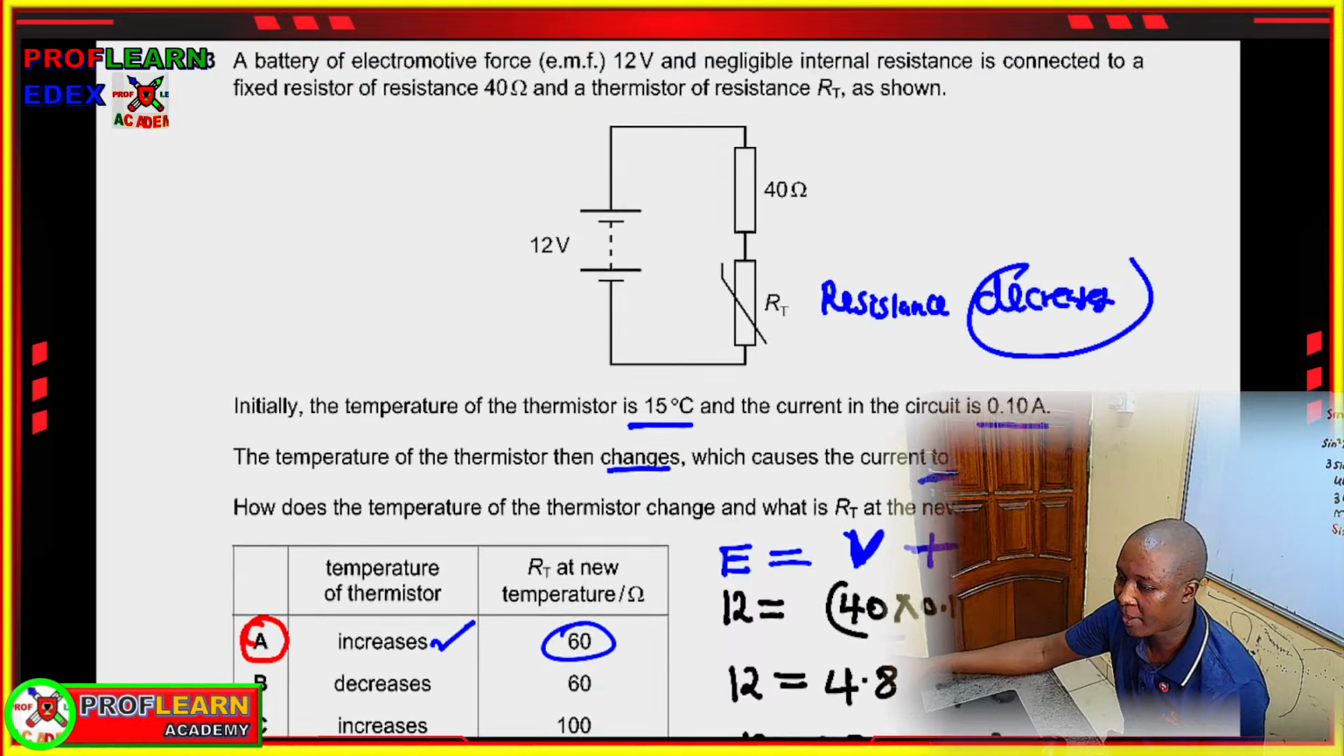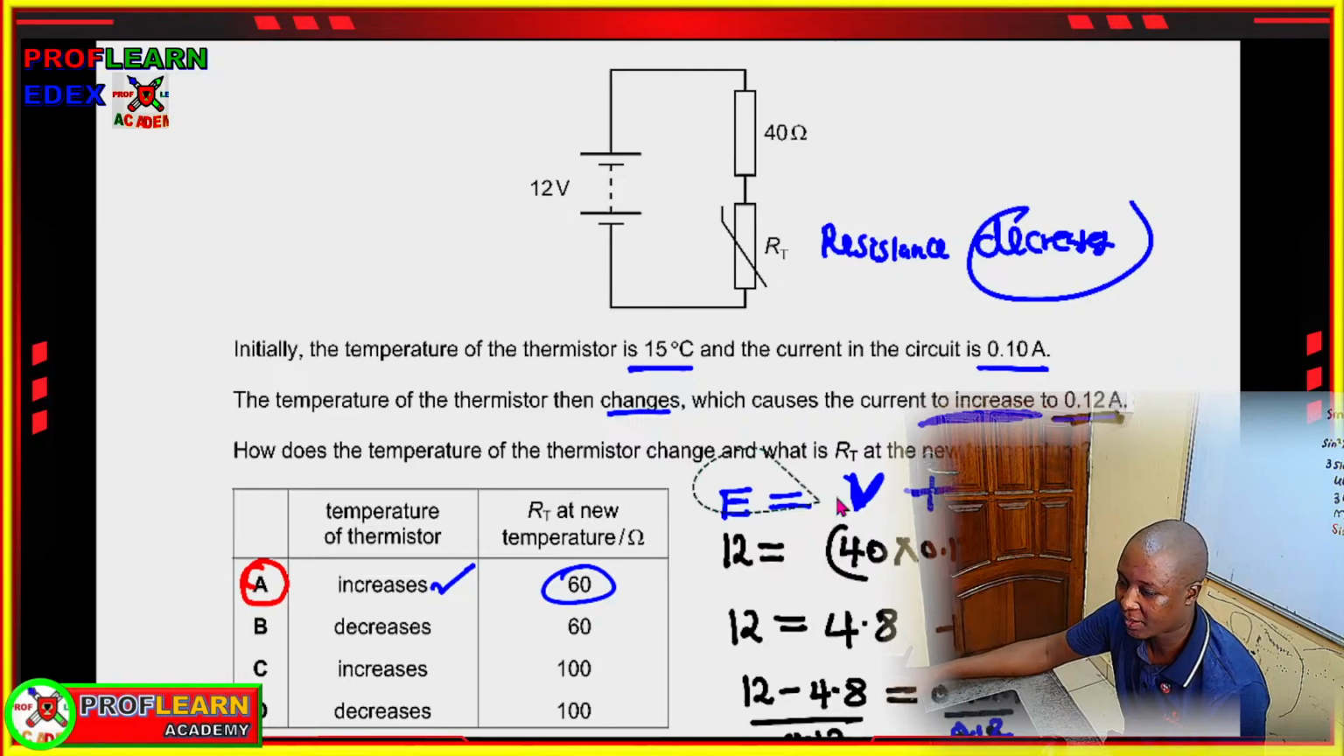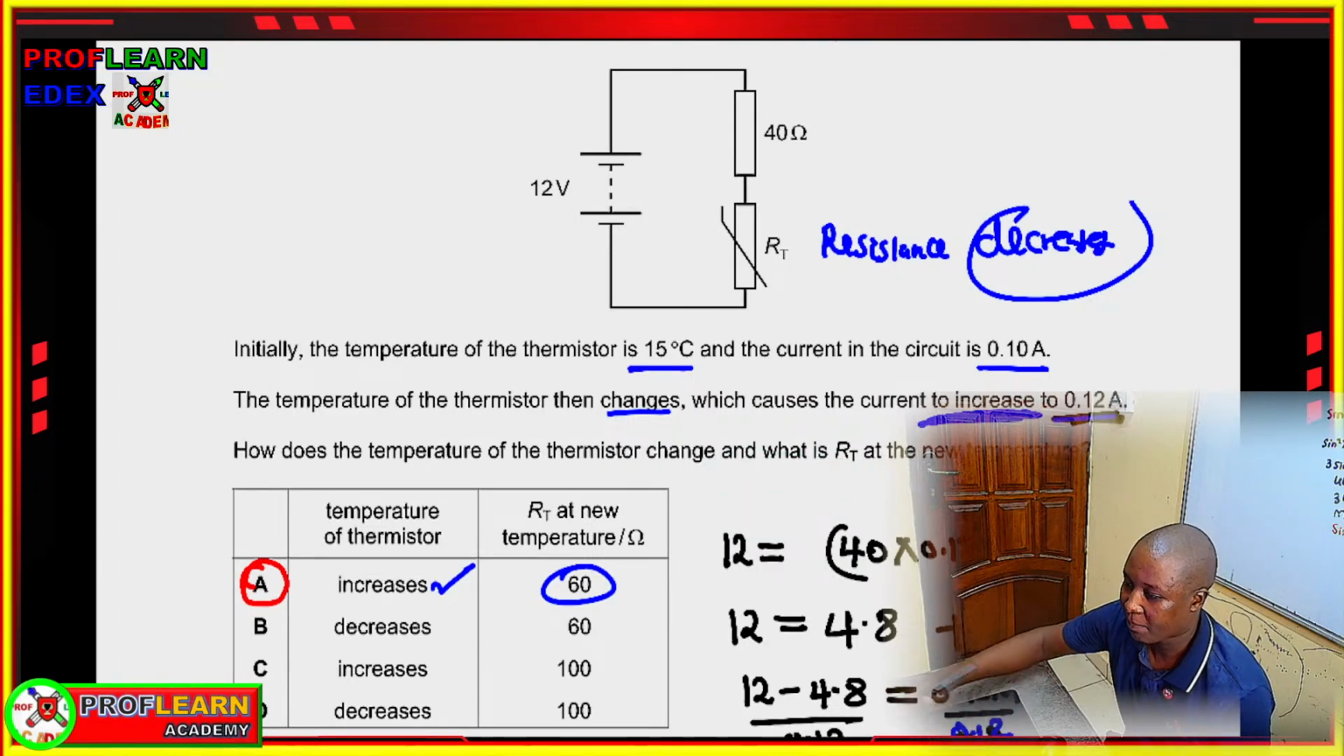So am I talking about terminal? Where am I mixing these things? I'm mixing things up here.